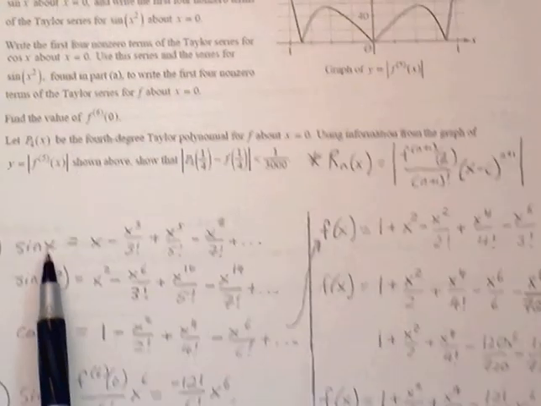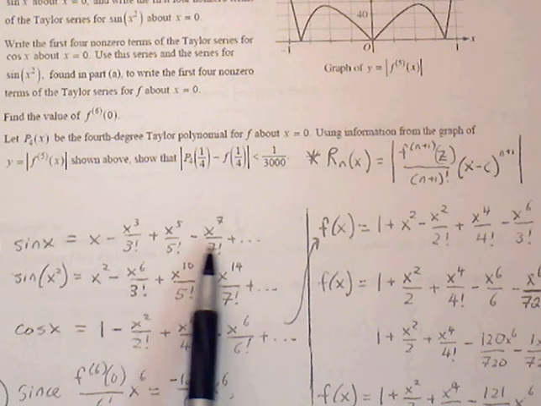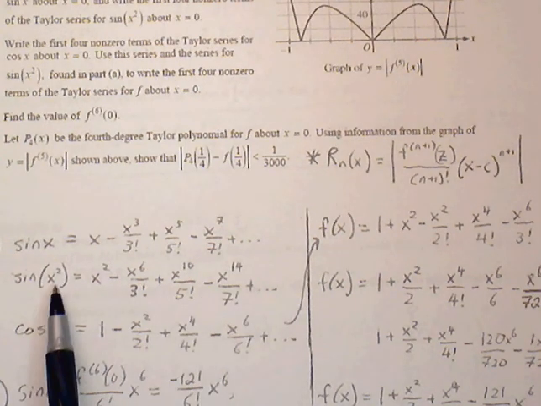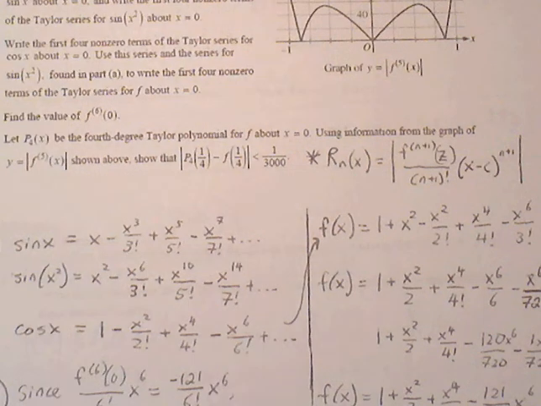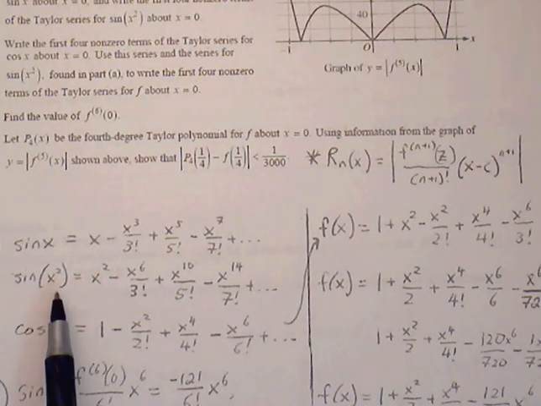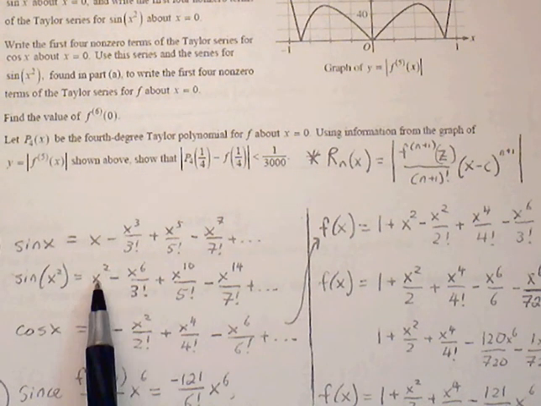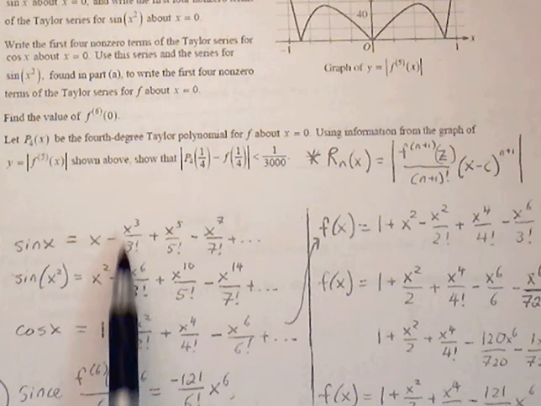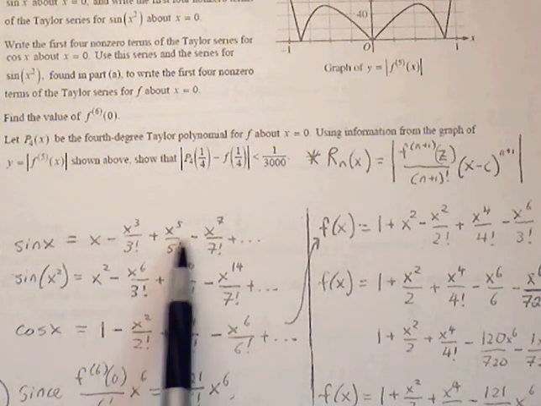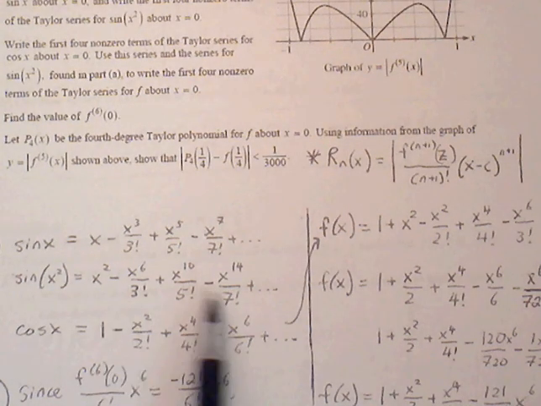So sine of x, we should have memorized this: x minus x cubed over 3 factorial plus x to the fifth over 5 factorial minus x to the seventh over 7 factorial. Now we want to use this to build sine of x squared. Because this is a Maclaurin series, we can simply replace every x we see with x squared. So x becomes x squared, x cubed becomes x to the sixth, x to the fifth becomes x to the tenth, x to the seventh becomes x to the 14th. Okay, that takes care of part A.